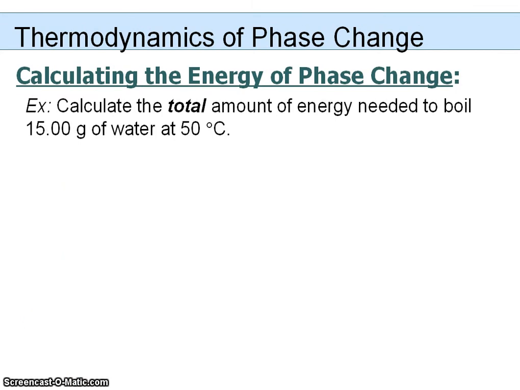So let's look at a practice problem. In this problem, we're told to calculate the total amount of energy needed to boil 15 grams of water at 50 degrees Celsius. A key thing to notice here is that we're told to boil, which tells us that we're going to have a phase change. And when we look at the temperature, that alerts us that there's going to be a temperature change.